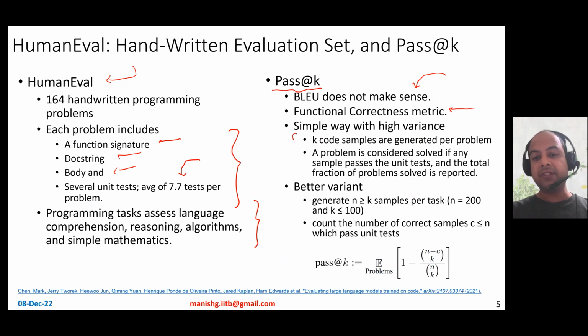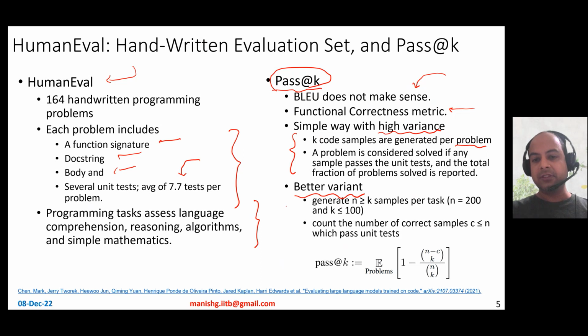Now, a very simple way of testing functional correctness is to basically ask the model to generate k code samples. So take the problem definition, generate k code samples, and then you would consider the problem to be solved if any of these generated samples passes the unit test. Now that's called the standard pass@k metric, which basically says you generate k of them, and if any of them is correct, you pass at k, right? However, this kind of metric has very high variance, and therefore they defined a better variant.